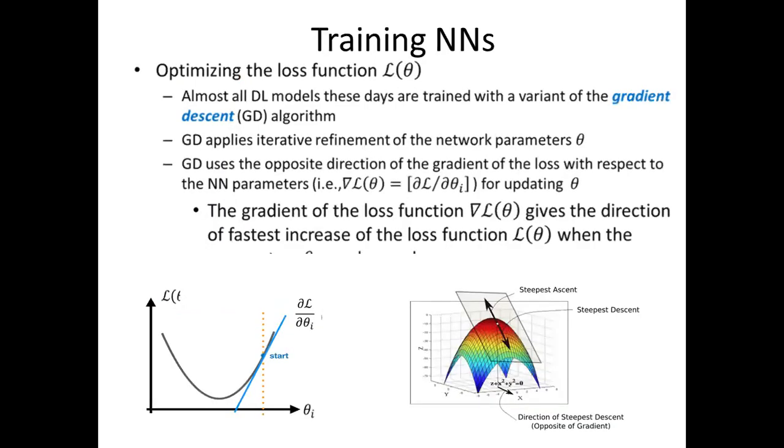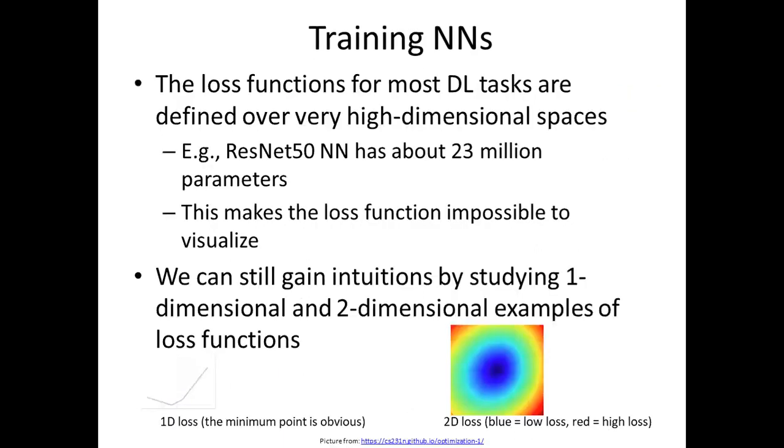For example, in training neural networks, we have the loss function, optimizing the loss function. So the target is applying the DL model. These days they are trained with a variant of the gradient descent algorithms. So the GD, or gradient descent, applies an iterative refinement of the network parameter theta. And therefore, by doing this, following the same procedure, the gradient of the loss function gives the direction of the fastest increase of the loss function, the L of theta.